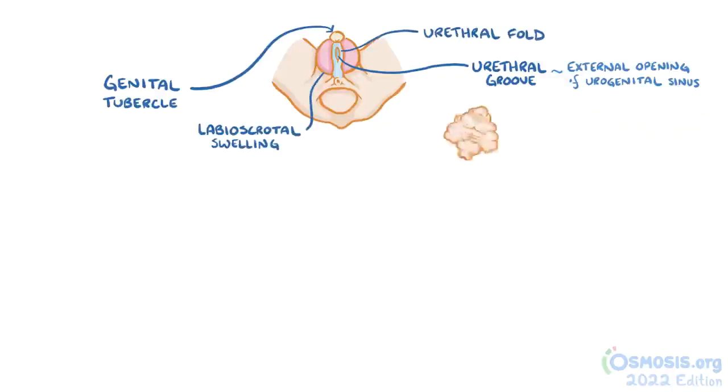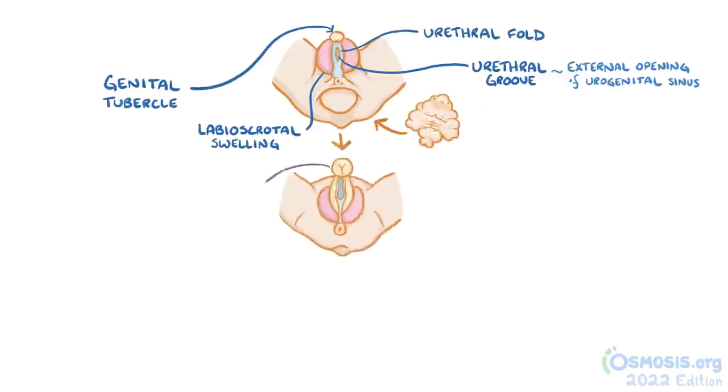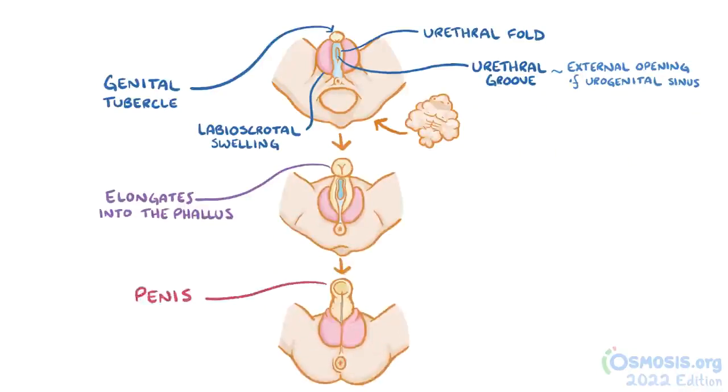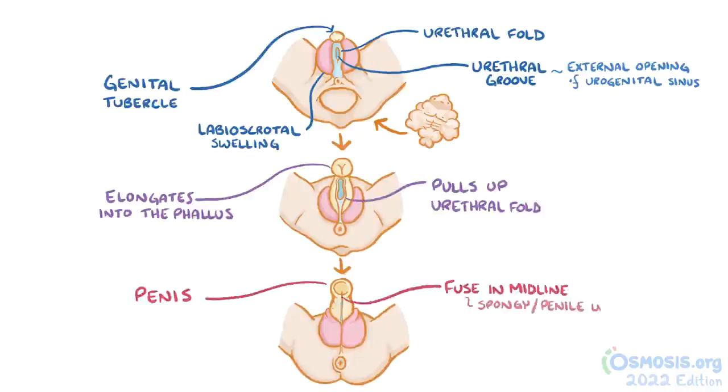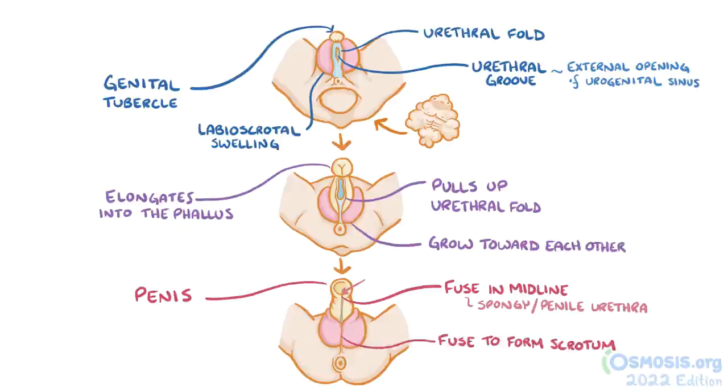Now, once dihydrotestosterone reaches the undifferentiated external genital structures, it makes the genital tubercle elongate into the phallus, that eventually becomes part of the penis. The elongating genital tubercle pulls up the urethral folds which fuse in the midline, forming the spongy or penile urethra. Only the tips of these folds remain unfused, to form the external urethral opening at the distal part of the penis. The labioscrotal swellings also grow toward each other and fuse medially to form the scrotum, which is the sac of skin that contains the testes.